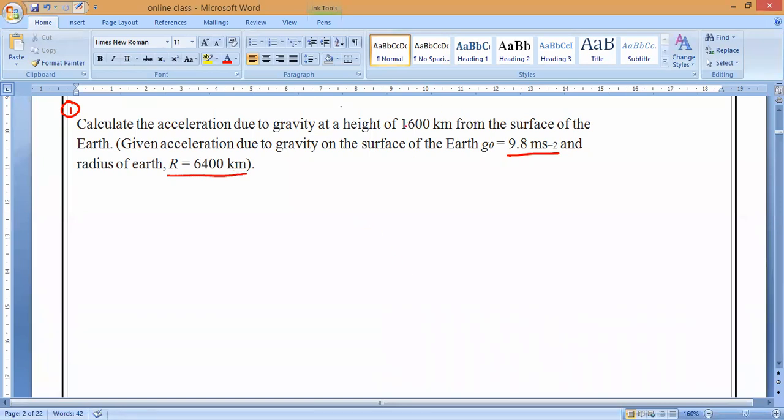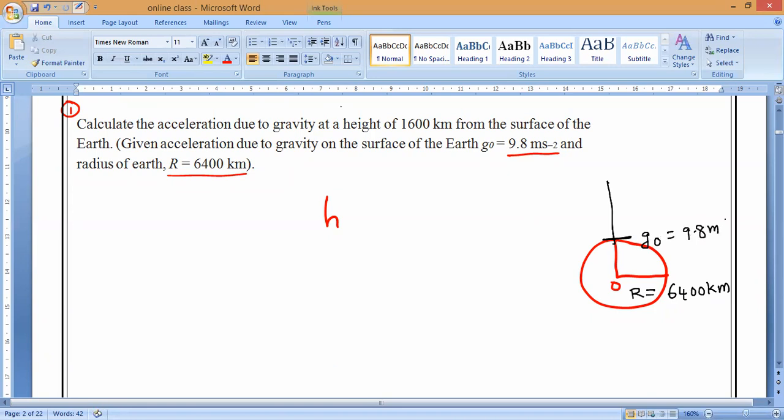So what is the given height, guys? If you take the radius of the earth, as we know, it is equal to 6,400 kilometers. G naught we have to take as 9.8 meter per second square. What is the elevation? H is equal to 1600 kilometers. Here we have to find the G value at this height.